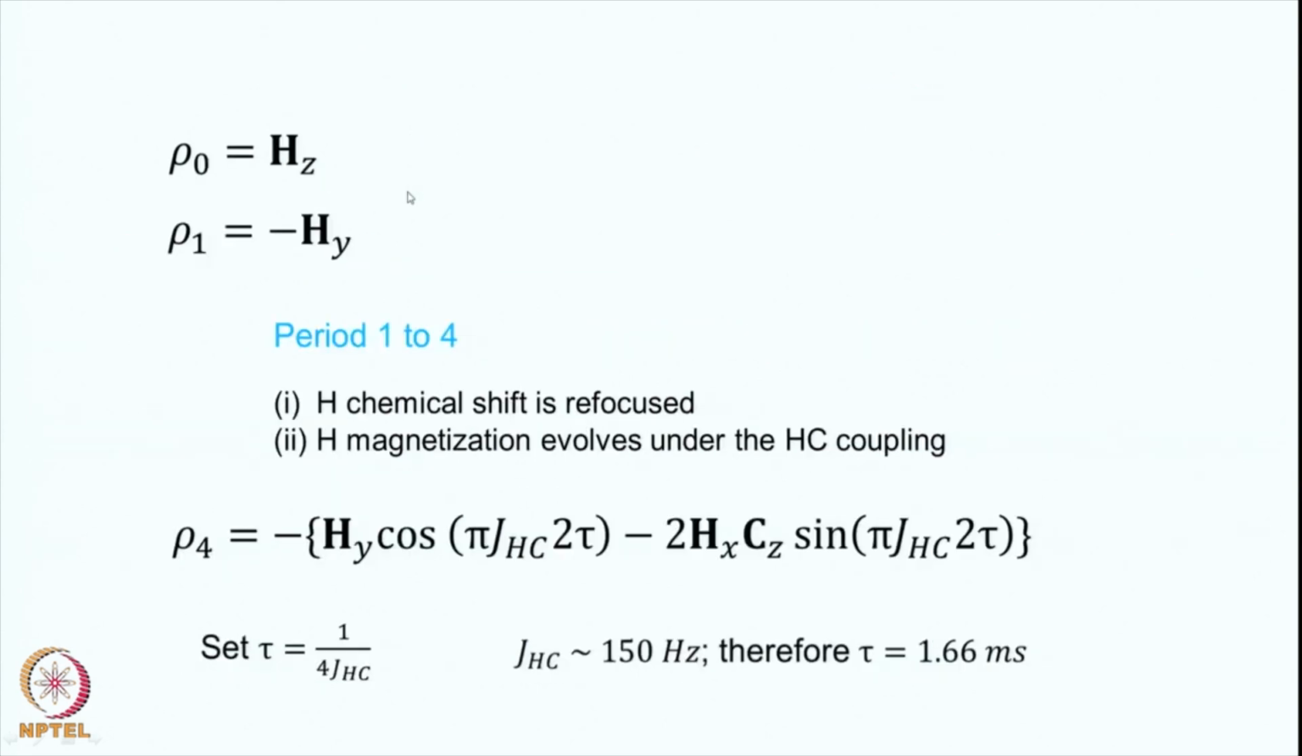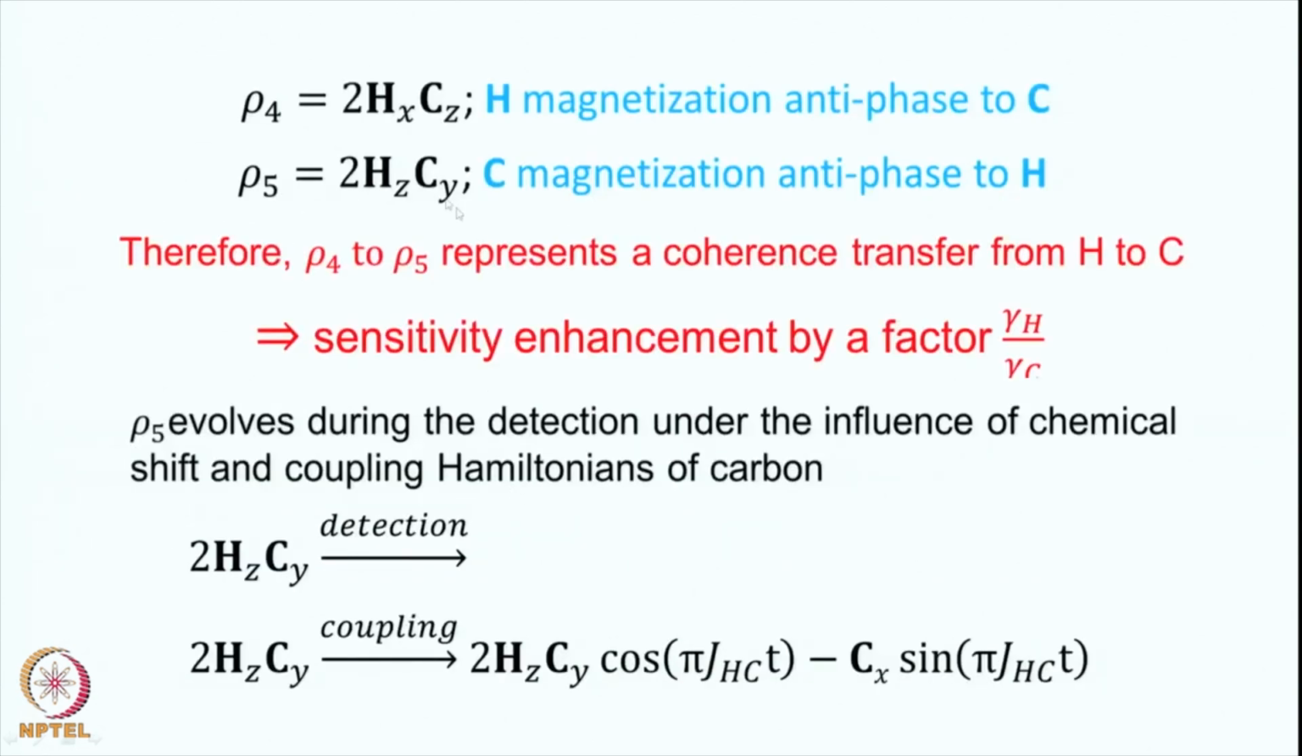And notice this minus sign and this minus sign become plus, and therefore, here I have 2 Hx Cz, and this is now the proton magnetization antiphase to carbon. This we learnt from the product operator descriptions.